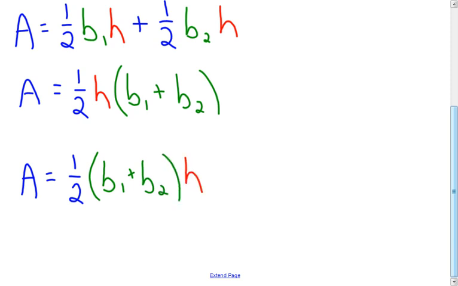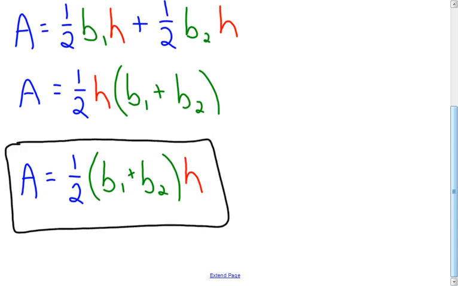So it's kind of in that same order as a triangle of 1/2 base times height, same order as the area of a parallelogram of base times height, and this is the one that I would use. Not saying that you have to use this one, but that's the one that I like. So there's your formula for finding the area of a trapezoid.